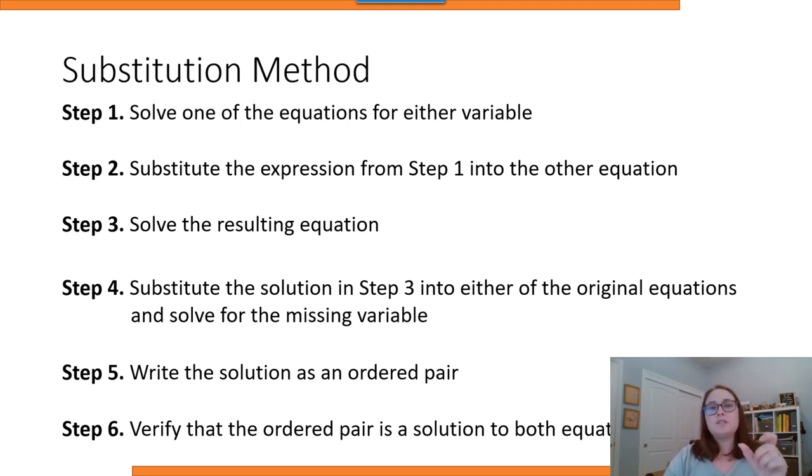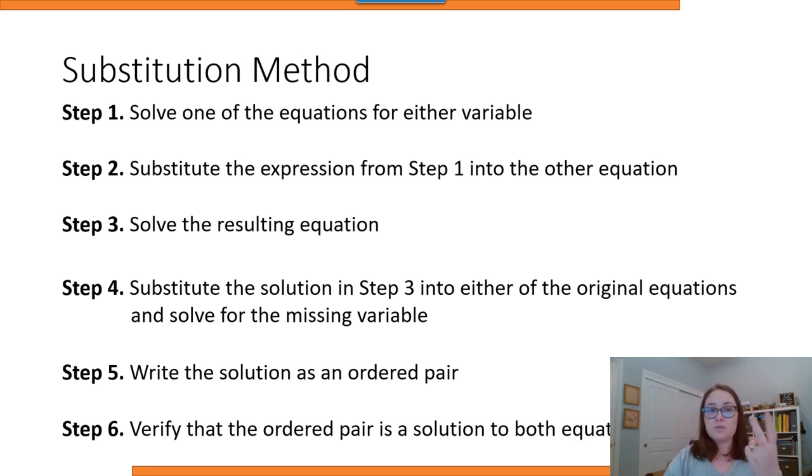And then we're going to do a substitution. If I find what y is equal to in terms of x, then I can replace y with that expression in the other equation. And by doing that substitution, I'm going to end up with an equation with just one variable that I can solve. And once I've solved for one variable, I can go back and plug it into either of the original equations to find the second variable.